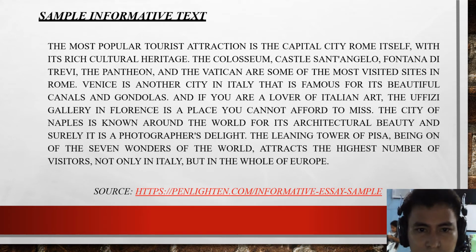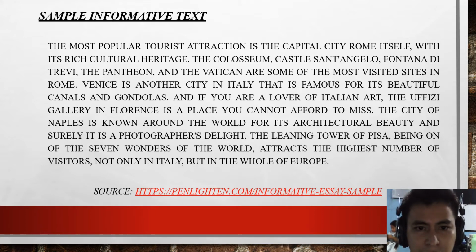Sample of informative text. I will read and please follow. The most popular tourist attraction is the capital city Rome itself, with its rich cultural heritage. The Colosseum, Castle San Angelo, Fontana di Trevi, the Pantheon, and the Vatican are some of the most visited sites in Rome. Venice is another city in Italy that is famous for its beautiful canals and gondolas. And if you are a lover of Italian arts, the Uffizi Gallery in Florence is a place you cannot afford to miss. The city of Naples is known around the world for its architectural beauty, and surely it is a photographer's delight. The Leaning Tower of Pisa, being one of the seven wonders of the world, attracts the highest numbers of visitors not only in Italy but in the whole of Europe.